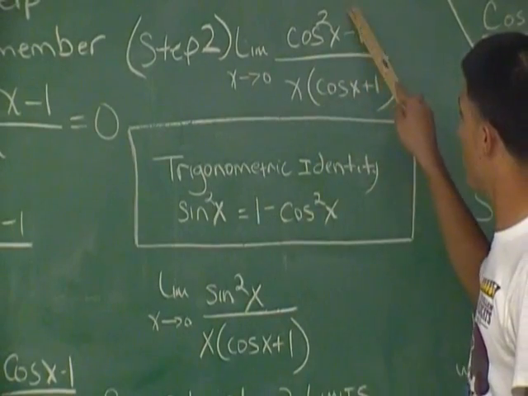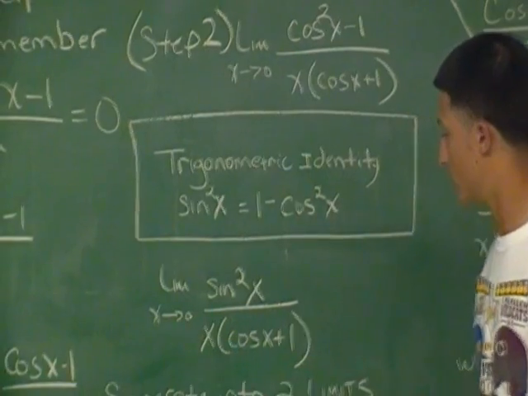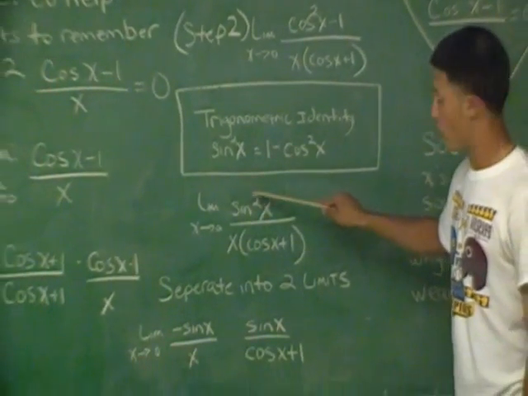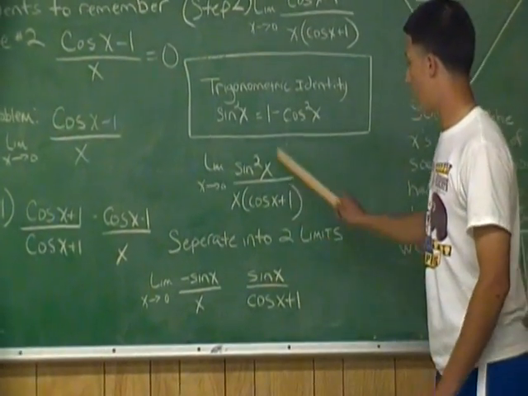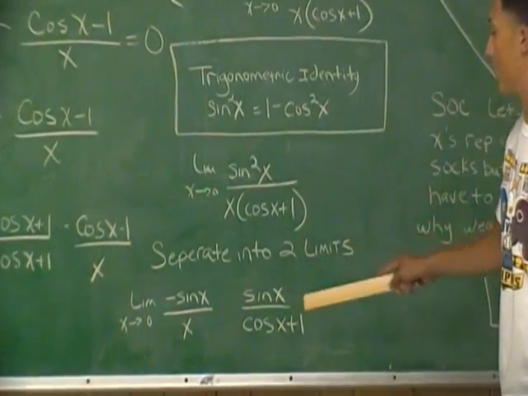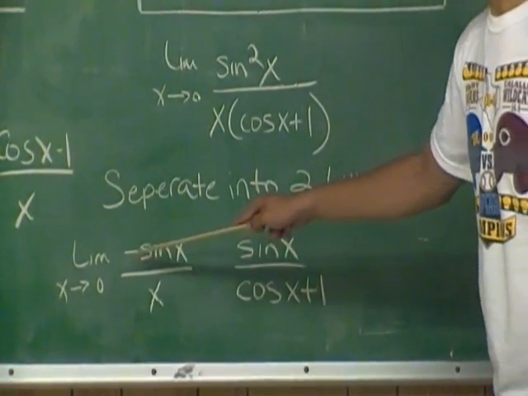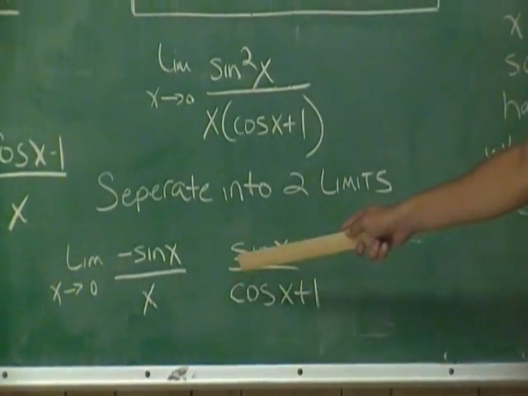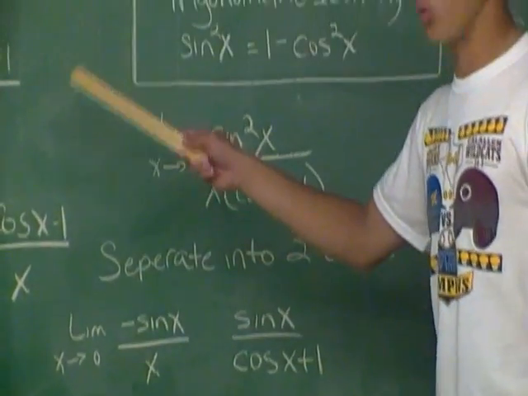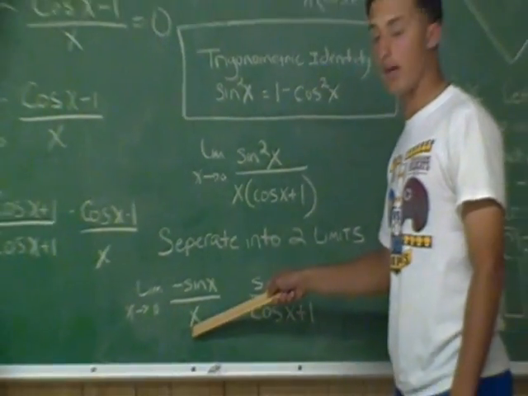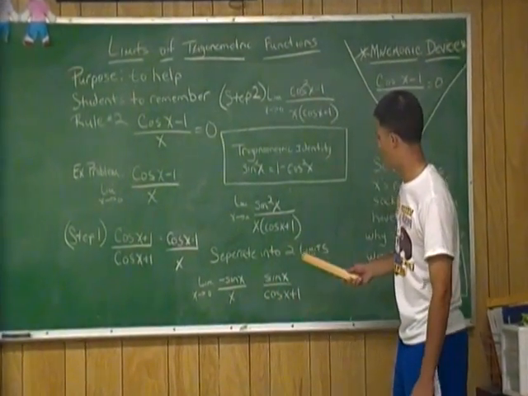Because this is equal, we can take this and plug it in and rewrite this as the limit as x goes to 0 of negative sine squared x over x times cosine x plus 1. This function right here can be separated into two different limits. The limit as x goes to 0 of negative sine x over x is equal to negative 1. This can refer back to rule number 1, where sine x over x is equal to 1, but it's negative, so it would change it to negative 1.